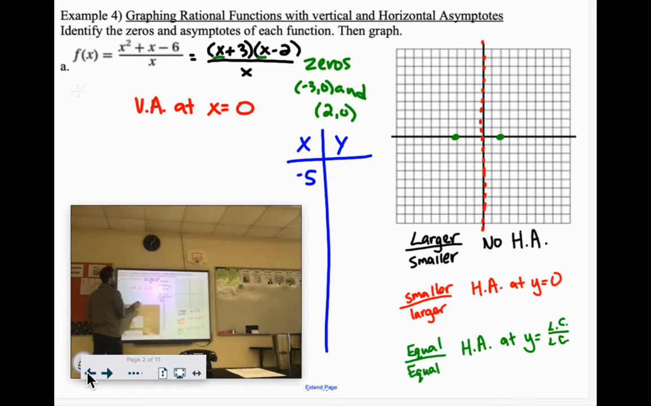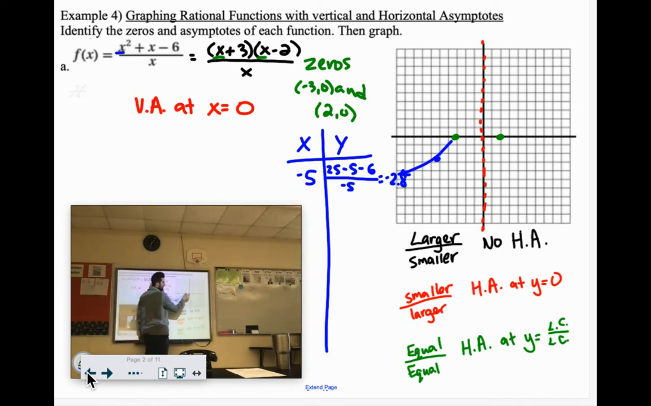If we substitute in -5 here, -5 squared is 25 plus -5 minus the 6 over x, -5. So if you do that in your calculator, 25 minus 5 is 20, 20 minus 6 is 14, and 14 divided by -5 is -2.8. So this is our coordinate, -5, -2.8. 1, 2, 3, 4, 5, -1, -2.8-ish is here. So that would kind of give us a curve going that direction.